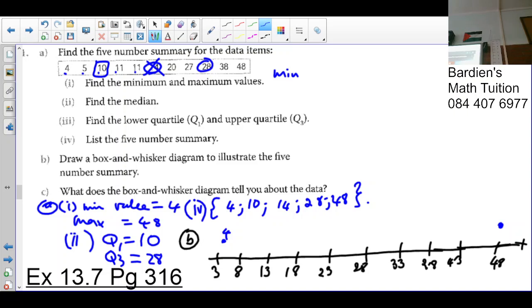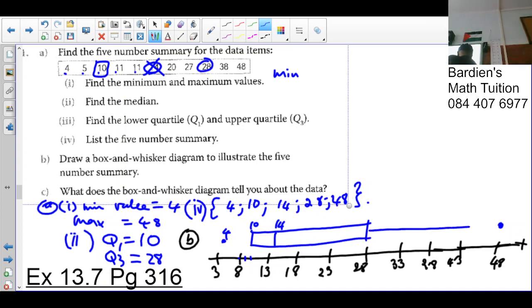So the next one. At 14 it gets a stroke. So 13 is over 13. It's 14 for quartile 2. That's 8, 9, 10. Okay? And then 28. It's quartile 3. And then 48. We draw a box and there are our whiskers. Okay, and that is 28.